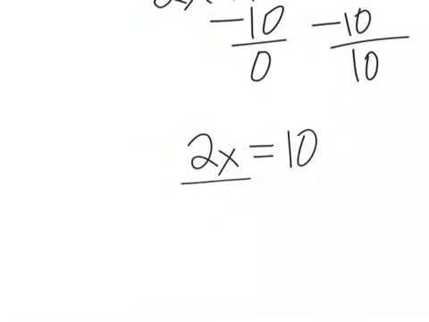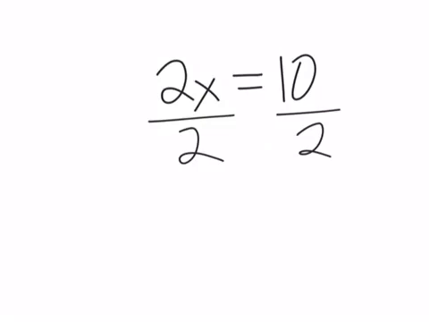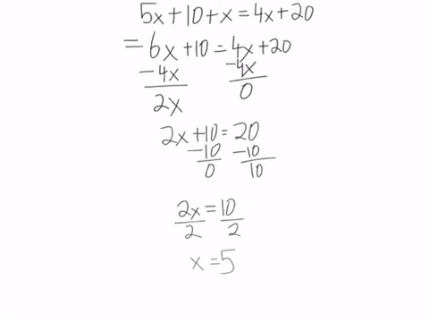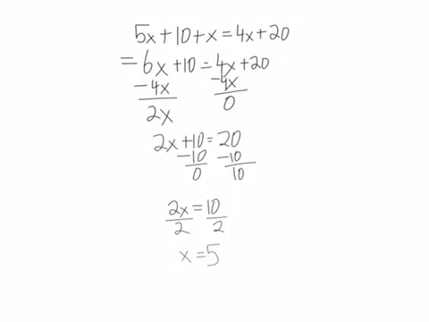And we divide both sides by 2 like last time. So 2 divided by 2 and 10 divided by 2. 2x divided by 2, we're left with x, and 10 divided by 2, we're left with 5. x is equal to 5. So we found out that for this equation, x is equal to 5.